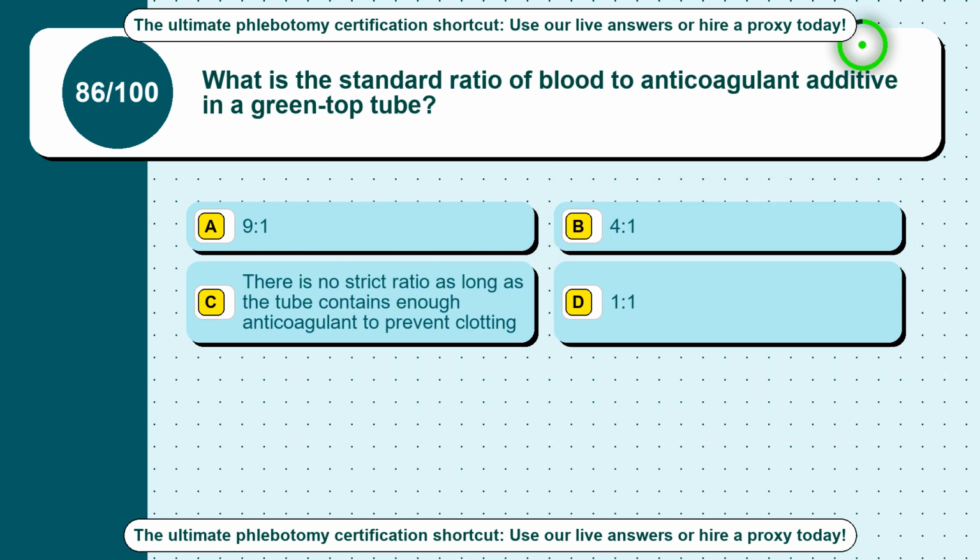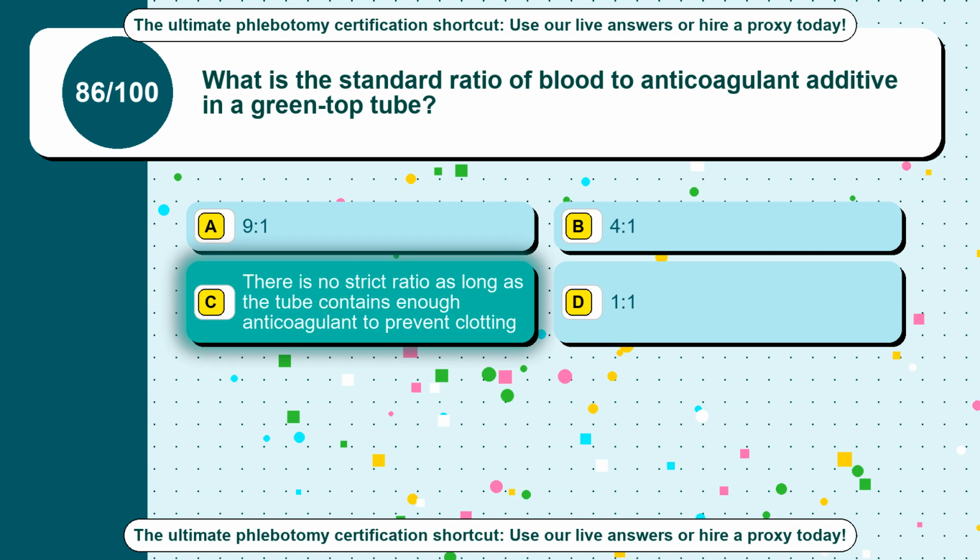Question 86. What is the standard ratio of blood to anticoagulant additive in a green top tube? Option A. 9:1. Option B. 4:1. Option C. There is no strict ratio as long as the tube contains enough anticoagulant to prevent clotting. Option D. 1:1. The correct answer is option C.